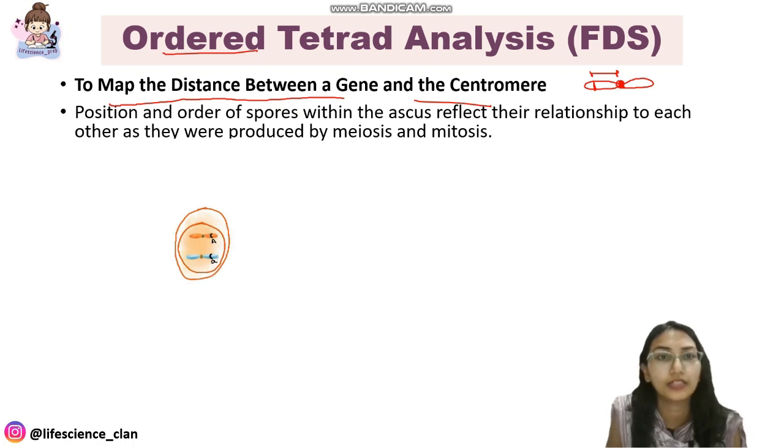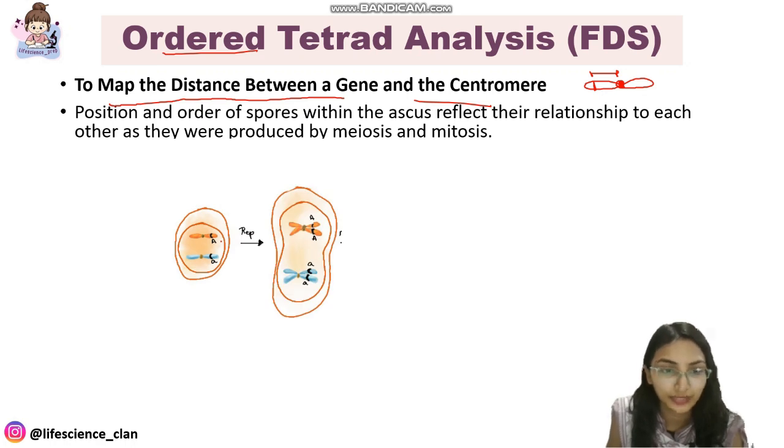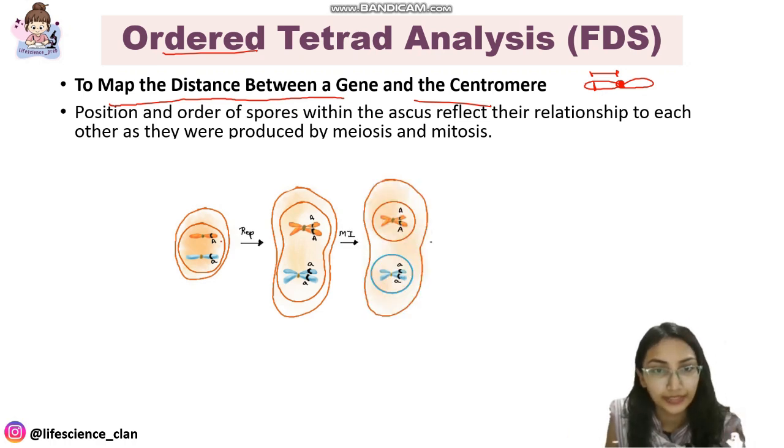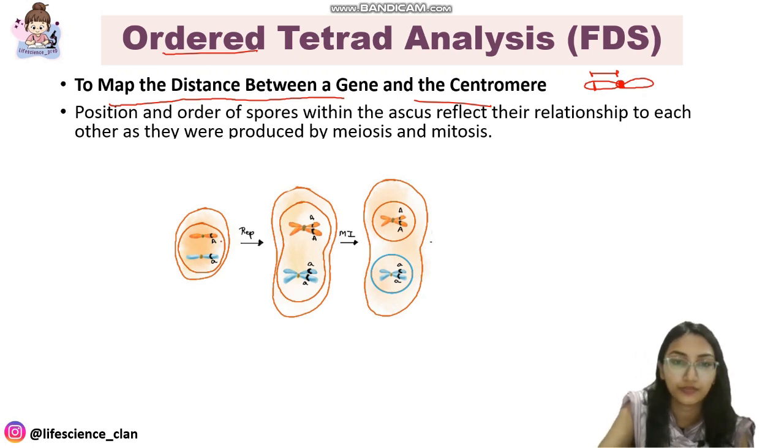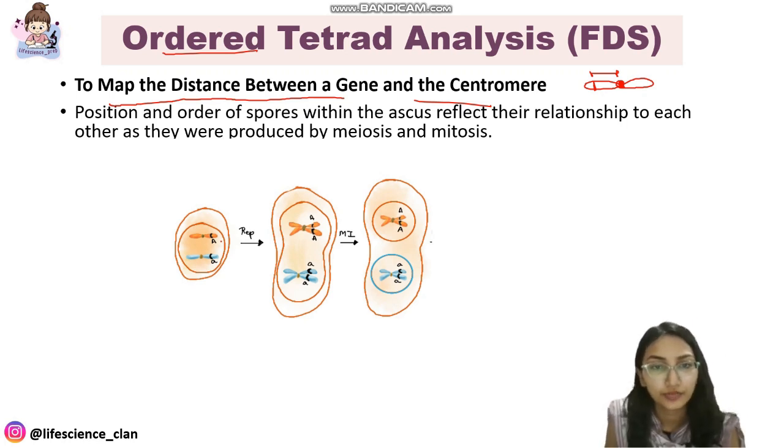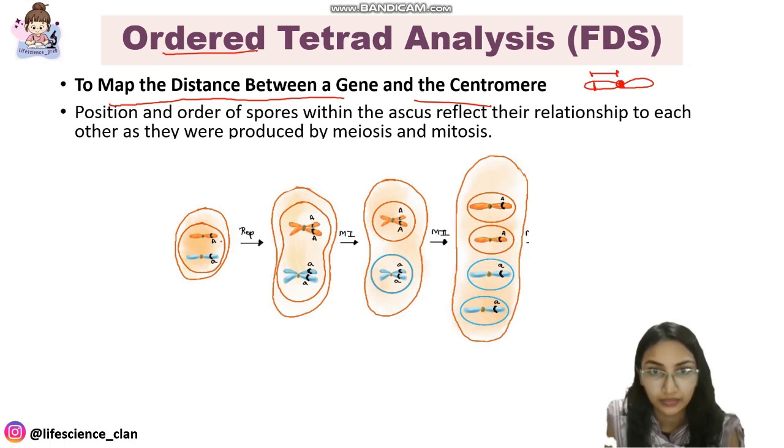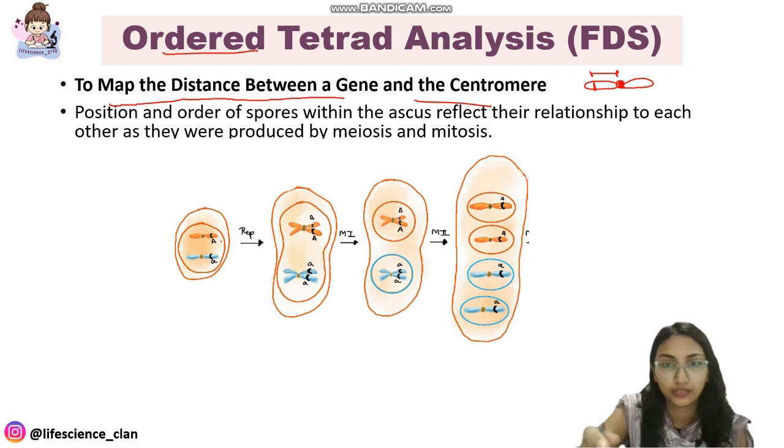So let us take an example. Here we have 2 haploid spores with different alleles for the same gene. Here we have a capital A and here we have a small a. After undergoing replication, it will duplicate and you will get 2 copies of capital A and 2 copies of small a. Then when it undergoes meiosis 1, a cell wall is formed around these chromosomes. After meiosis 2, they will separate out and you will get 4 haploid spores.